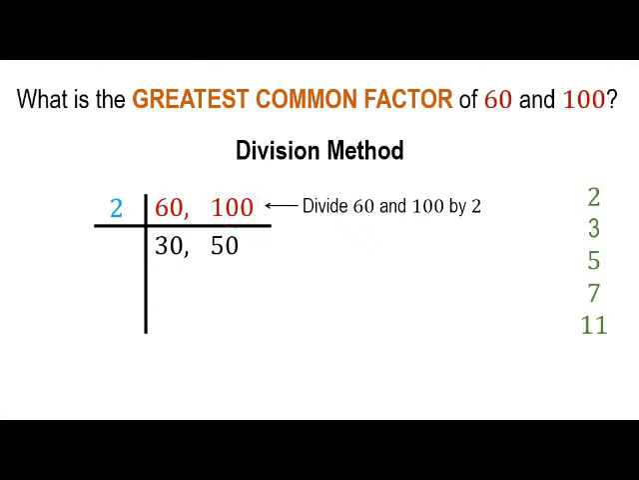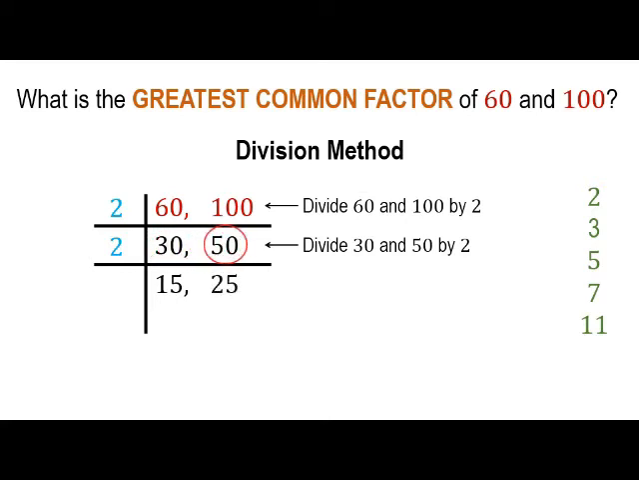Clear? Next we again have two numbers, 30 and 50, and again we start dividing them using the prime numbers we have. Again we start with the smallest prime number, which is 2, and again both the numbers can be divided easily by 2, so we pick 2, write 2 here and divide 30 and 50 by this. Dividing 30 by 2 gives us 15, and when we divide 50 by 2 we get 25. Right? So again we have 15 and 25, and we keep on dividing until we do not have any number which can divide both the numbers.